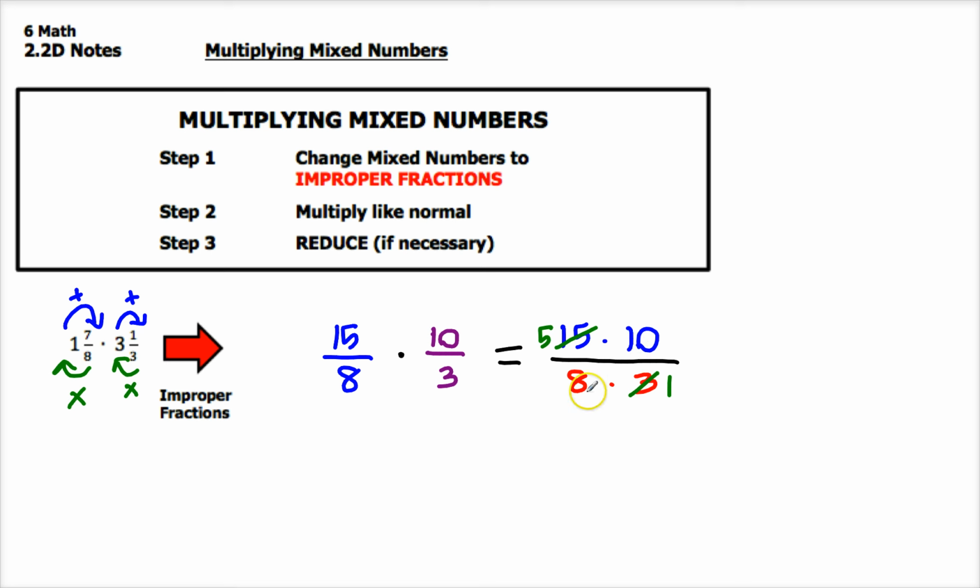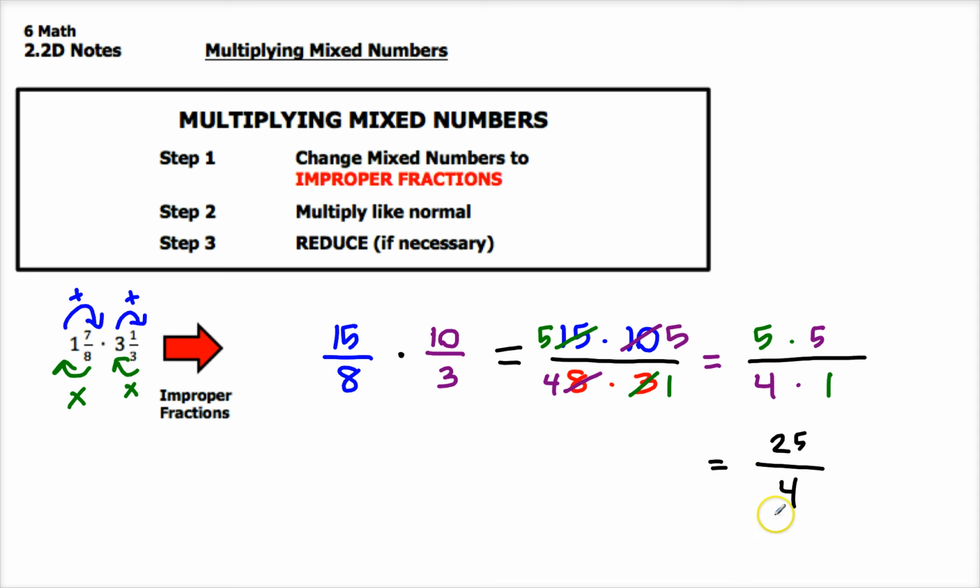I can do the same thing with 8 and 10. They're both divisible by 2. If I divide 8 by 2, I get 4. If I divide 10 by 2, I get 5. So this will give me a fraction of 5 times 5 over 4 times 1. And now I have the fraction 25 over 4.